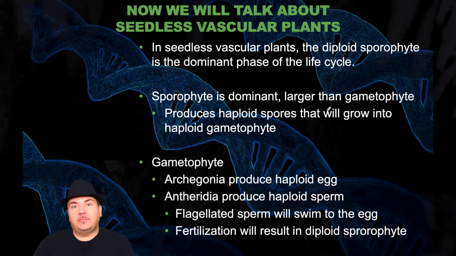In seedless vascular plants, the diploid sporophyte is the dominant phase of the life cycle. This is unlike the bryophytes, where the gametophyte, which is haploid, is the dominant. Now the diploid sporophyte is the dominant, larger than the gametophyte. It produces haploid spores that will grow into a haploid gametophyte. The gametophyte has an archegonia that produces the haploid egg, and an antheridia that produces haploid sperm. Flagellated sperm will swim to the egg, and then fertilization will result in the diploid sporophyte.